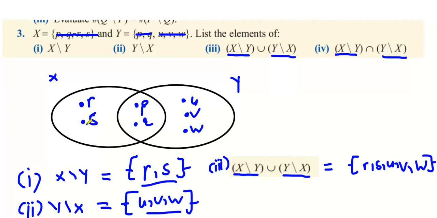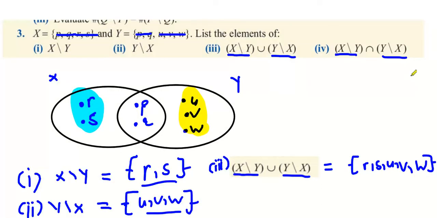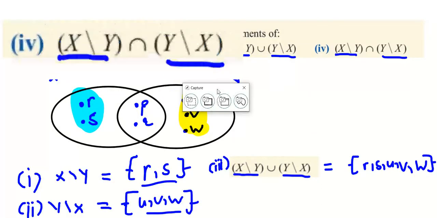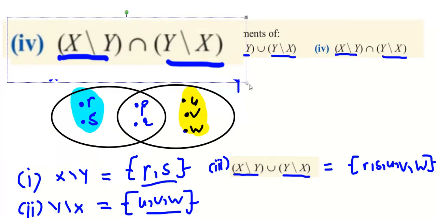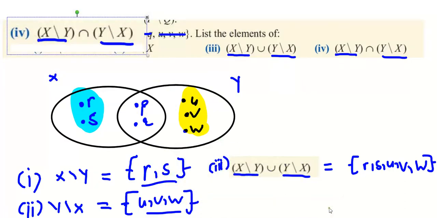Okay, let's find out. Is there an intersection between R, S and U, V, W? And the answer is no, there is no intersection. They have no numbers and no letters in common. So this answer is going to be the null set. Okay, so they have nothing in common. Part 4, on the current page. So we have to write down the null set for part 4.